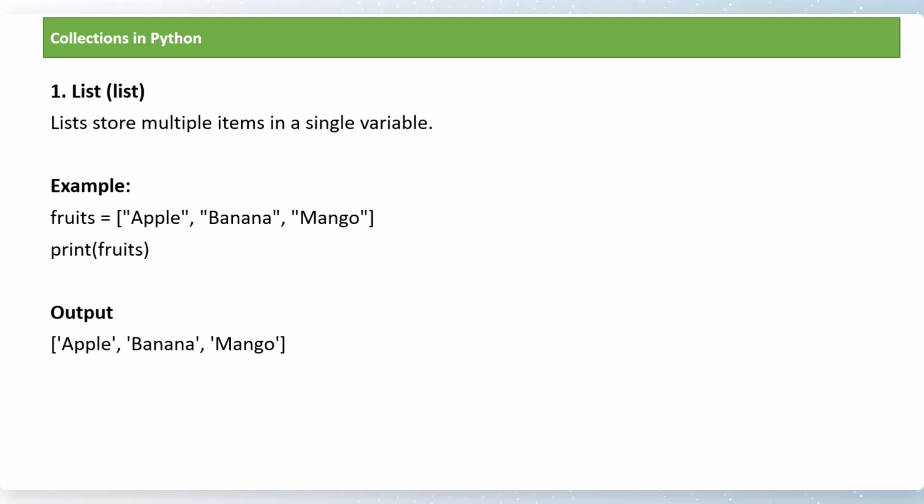The first type here, list. List stores multiple items in a single variable. If you take this example, fruits equal to square brackets. Inside that, we are going to pass all the items with the comma separated value. So list is going to be created using this square brackets. Inside that, items will be separated using comma operator. If you print fruits, it is going to print all the items.